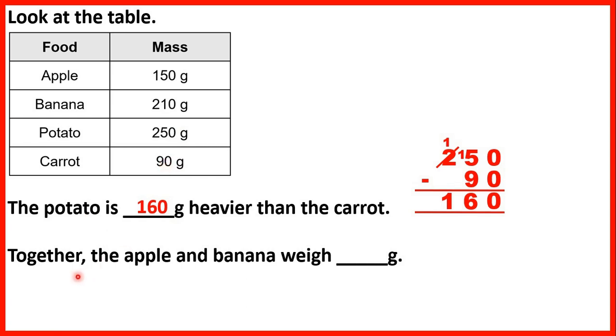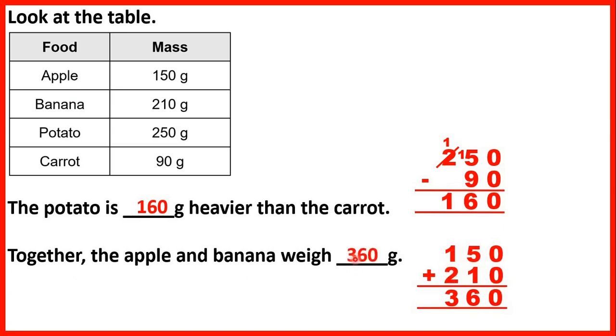Now, together, the apple and banana weigh how much? So here we need to put two things together. We know that the mass of the apple is 150 grams, the mass of the banana is 210, so if we want to know what they weigh all together, we need to add. We can do that using column addition, or you might be able to do this question mentally, but we get an answer of 360 grams, because 150 and 210 together make 360.